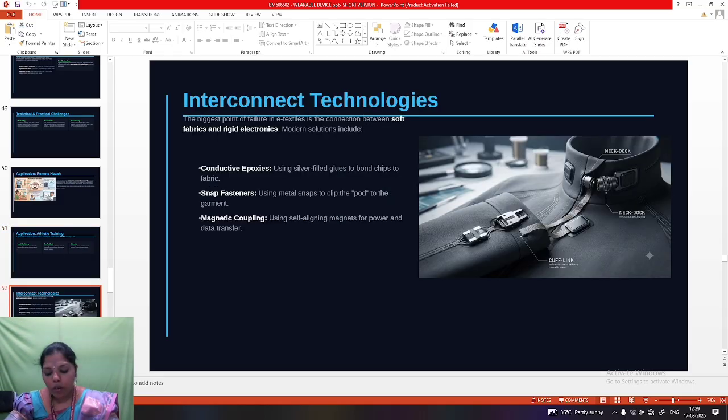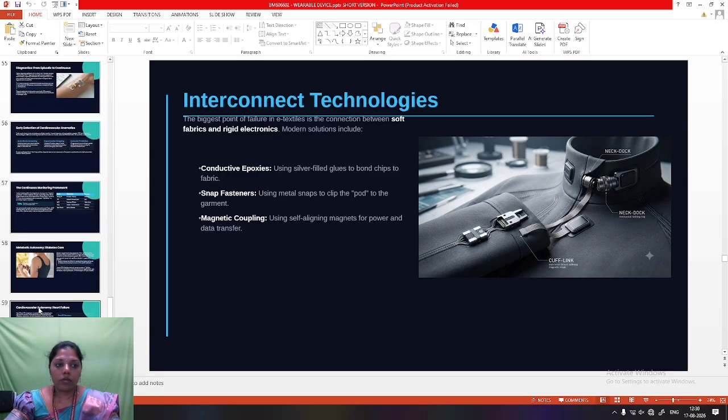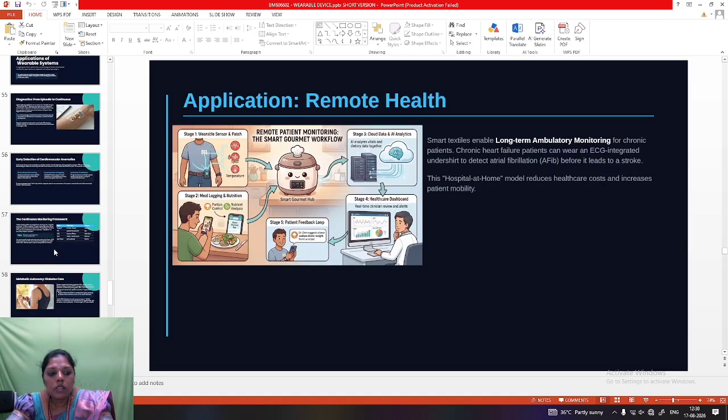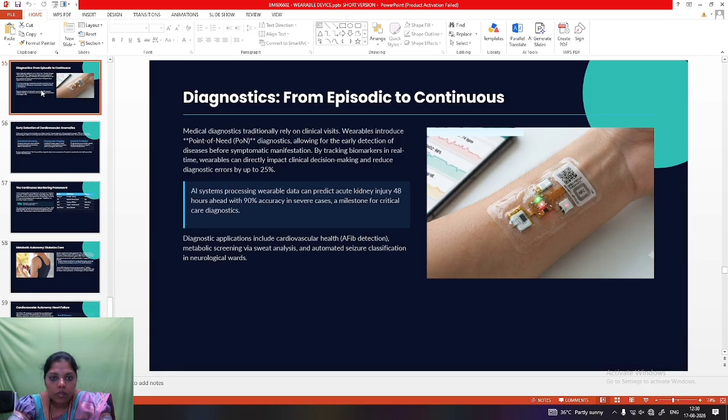Next, let us move to the next slide. Interconnect technologies. The biggest pain point is connecting soft fabric textiles to rigid electronics. Modern solutions include conductive epoxy, snap fasteners, and magnetic connectors. Now let us discuss this in more detail.